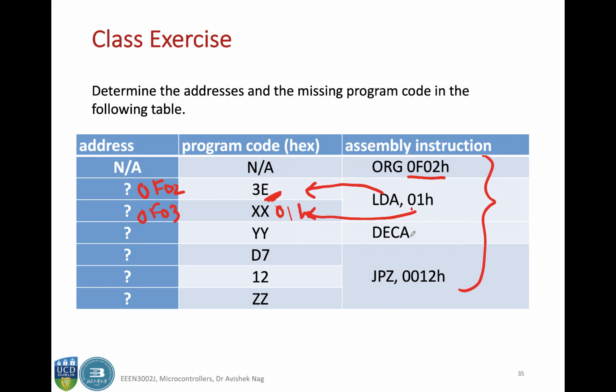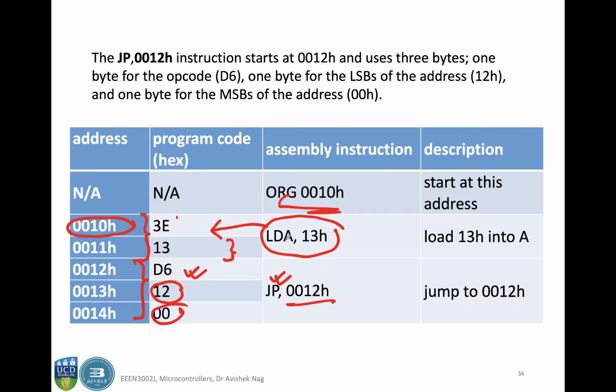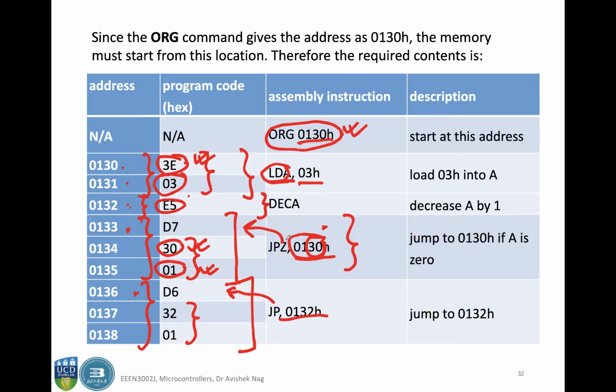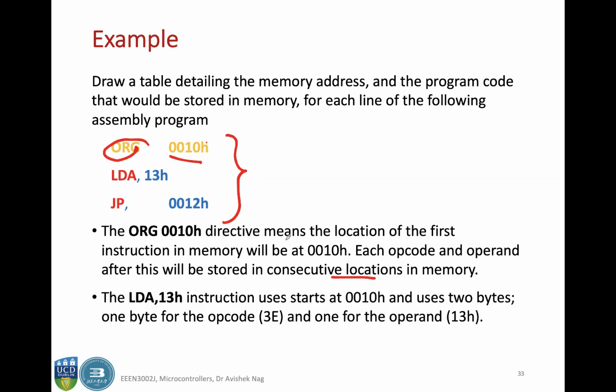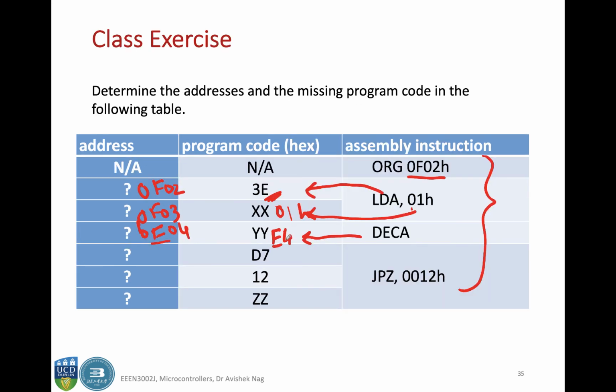And then comes decrement A. So the decrement A will be in 0F04, and whatever is the opcode to decrement A, that will come here. So your YY will be, I think, E4 or E5. Let's look up, decrement A is E5. Okay, so here it will be E5.